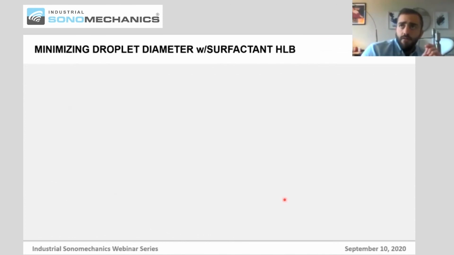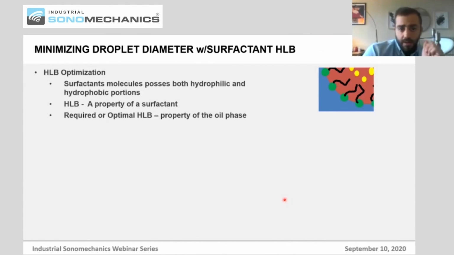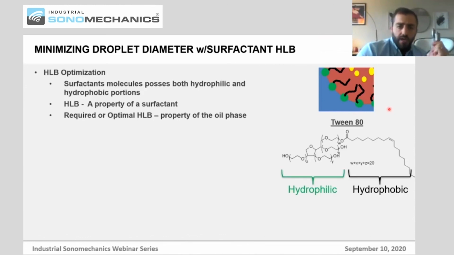Now, the next mode of optimization involved utilizing a surfactant system. So, as mentioned before, surfactants contain both hydrophilic and hydrophobic portions. And we are zooming in on the schematic of a nanoemulsion droplet. And our sample surfactant in this case will be Tween 80, which consists of a hydrophilic portion with many ethoxylate groups that can participate in hydrogen bonding and want to be in the water phase. And they have a hydrophobic portion, in this case oleic acid, which associates itself into the oil phase.